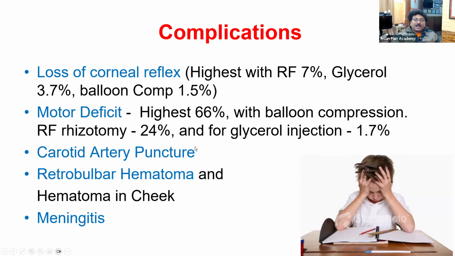Carotid artery puncture accidentally can happen. You have to be very, very careful not to do that. And always check the coagulation profile. Make sure the patient is not having any coagulatory abnormality before the procedure to avoid it. Hematoma in the cheek might happen commonly, but for that you do a little bit of ice compression and that is good enough. Accidentally, if you have not taken all sterile precautions, you might land up in meningitis.